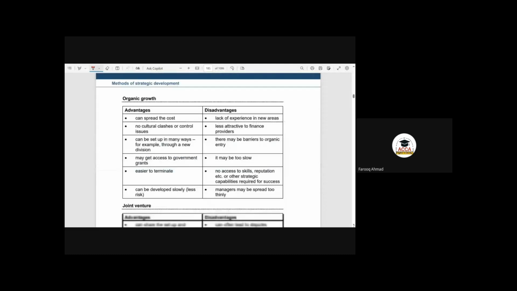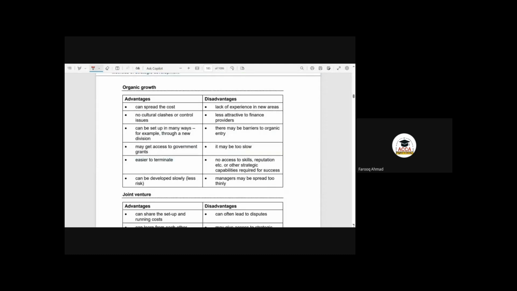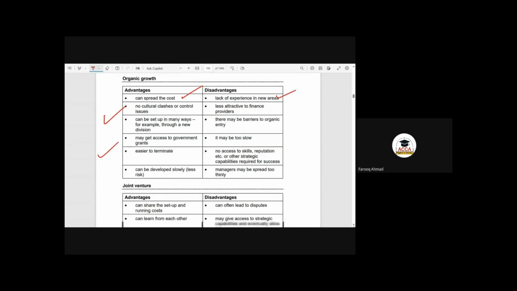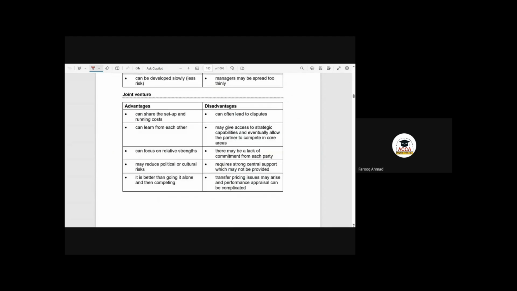Organic growth: advantages and disadvantages. Cost, lack of experience of new areas. So these are the organic growth advantages and disadvantages. Then another one is the joint venture, which I will explain to you.